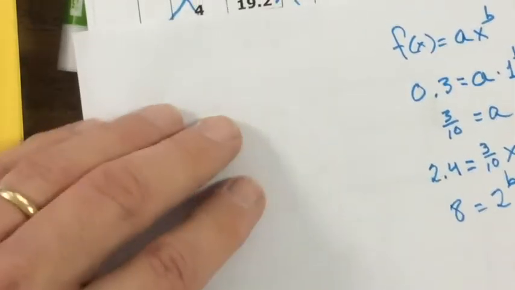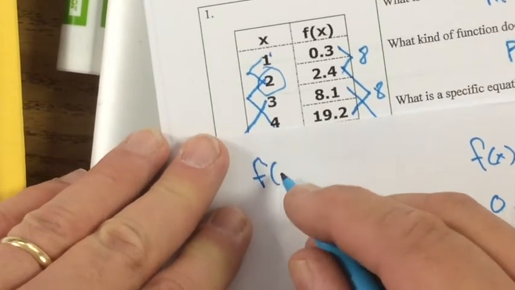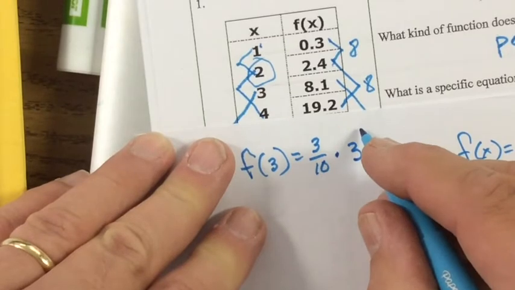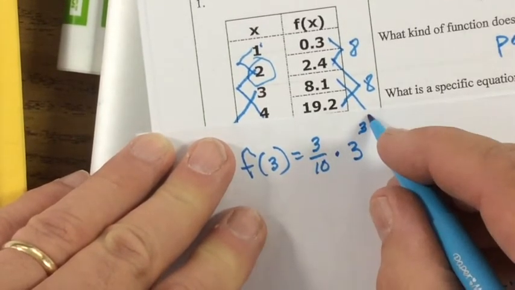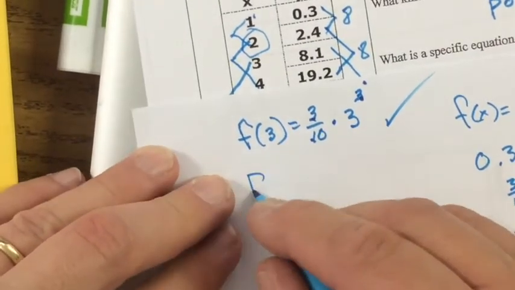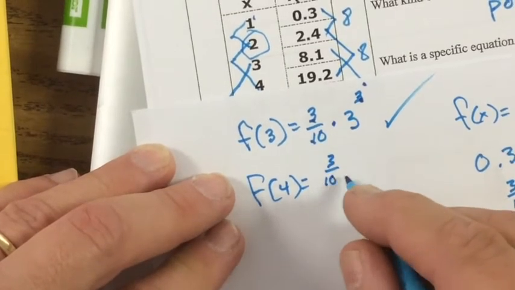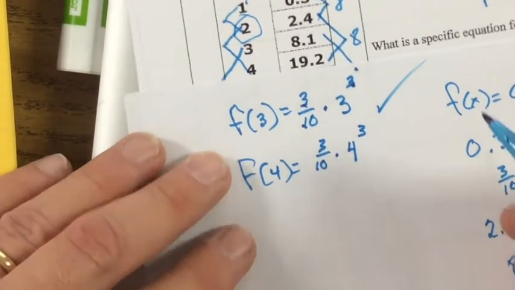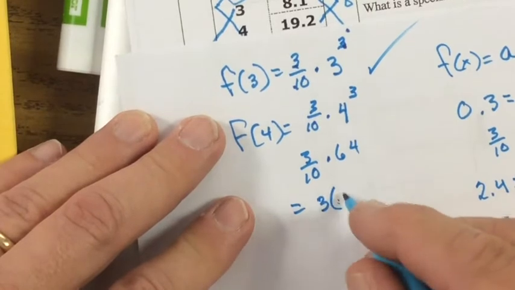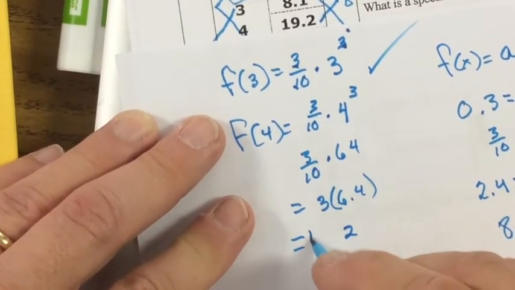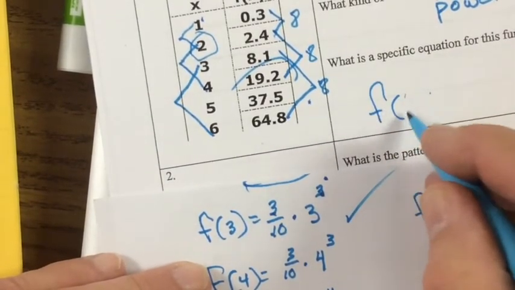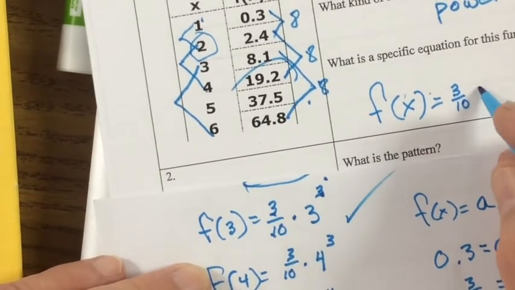So what's b? 3. So let's just double check and see if that works here. F of 3 would be equal to 3 over 10 times 3 to the third power. 27? 2.7? 8.1? Just for fun, let's try 4. F of 4 is equal to 3 over 10 times 4 to the 3 power. 3 over 10 times 64, which is 3 times 6.4, which is 19.2. So the specific equation for this function is f of x is equal to 3 over 10 times x to the third.